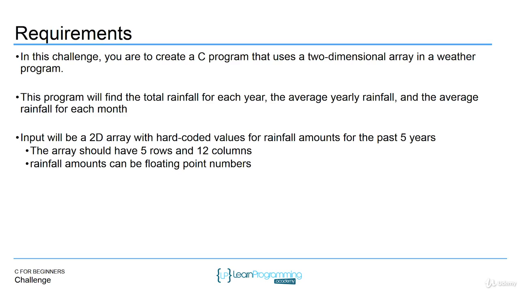And the rainfall amounts should be floating point numbers. Because you often get 7.8 inches of rain for a month, they're going to need to be floating points. So when you create this two-dimensional array, make sure that it's a float.